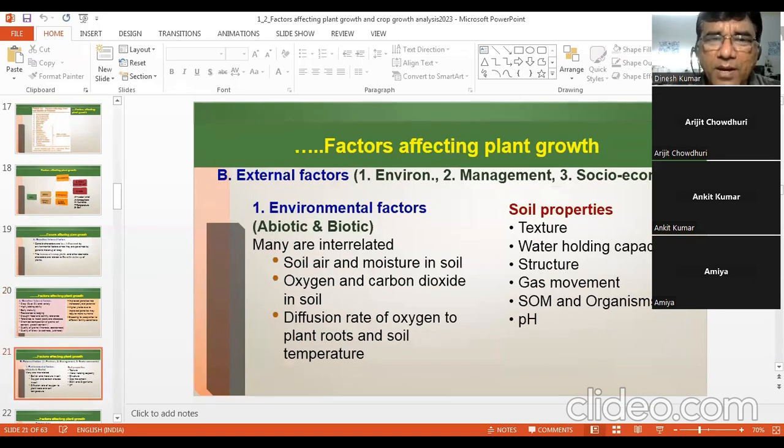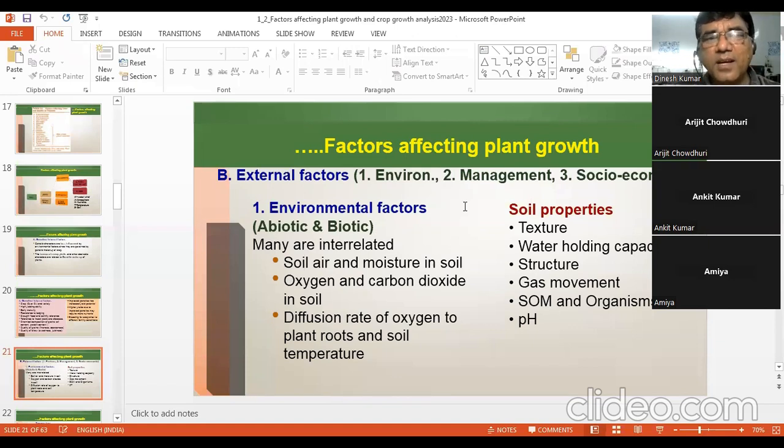Now we continue with the environmental factors. Just now you have seen the genetic factor. Now we see the external factor. External factors are environmental factors, management factors, and socioeconomic factors. In environmental factors, just as I told you, abiotic and biotic factors.